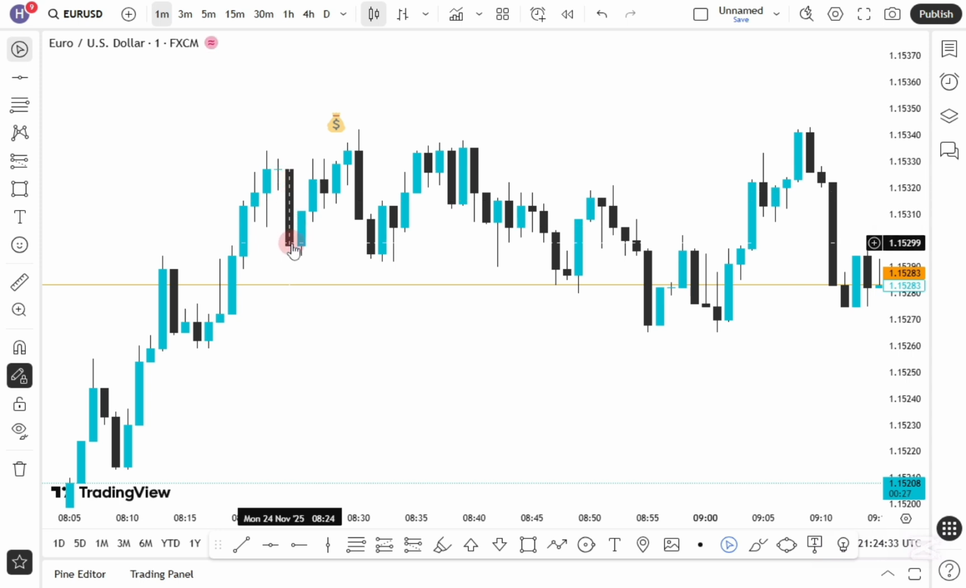and it forms with a fair value gap. What makes it a fair value gap? This candle and this candle. There is a space in between them. That's what makes this a fair value gap.